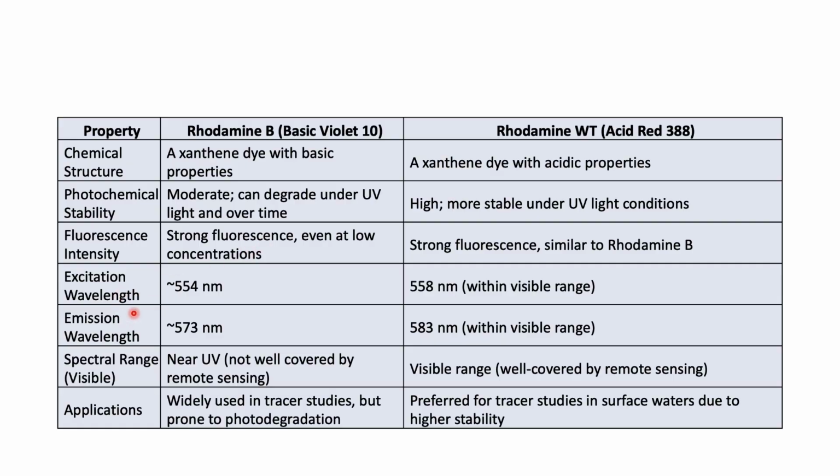And the excitation wavelengths are a little bit different for both. When we talk about the spectral range, for rhodamine B it is near UV, which is not well covered by remote sensing. Whereas for rhodamine WT, it is in the visible range, which is well covered by the remote sensing satellites. So what are the applications? Rhodamine B is widely used in tracer studies but prone to photodegradation, which is one of the major limitations. Whereas rhodamine WT is preferred for tracer studies in surface water due to higher stability.